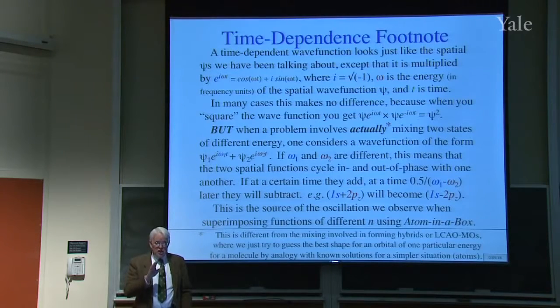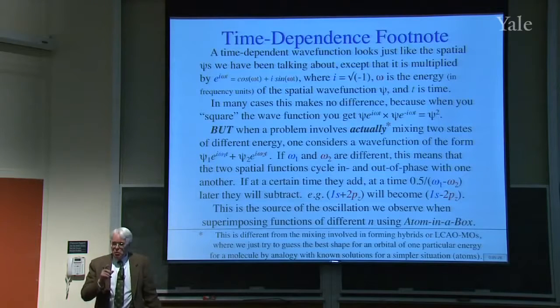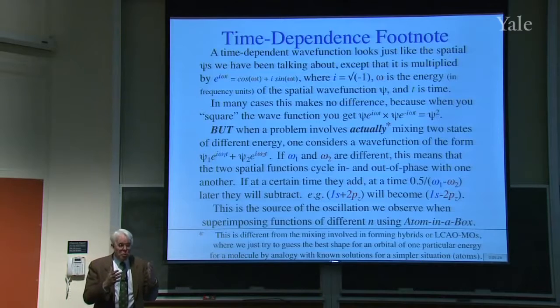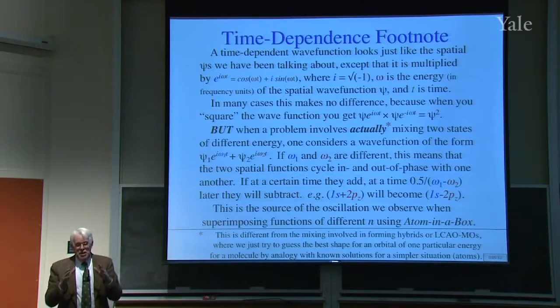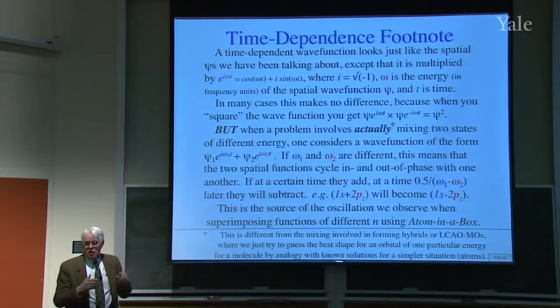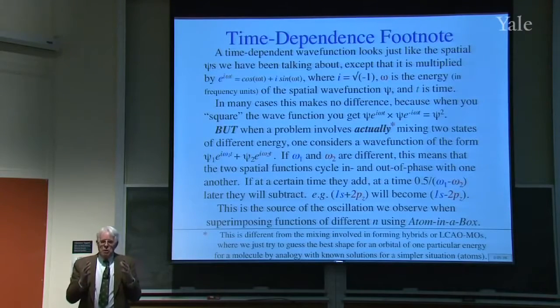Okay, and note, just as a footnote to a footnote, this is different from what we were doing when we made hybrids. We mixed S with P before. Usually we're mixing 2S with 2P, which have very similar energies, right? But in those cases, we weren't trying to mix two real states. That's why I said actually up there, right? But there we were just trying to get a reasonable form for a wave function of some particular energy, right?